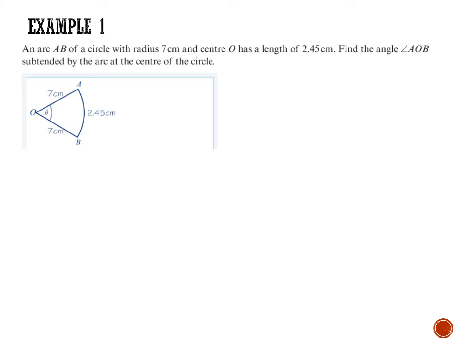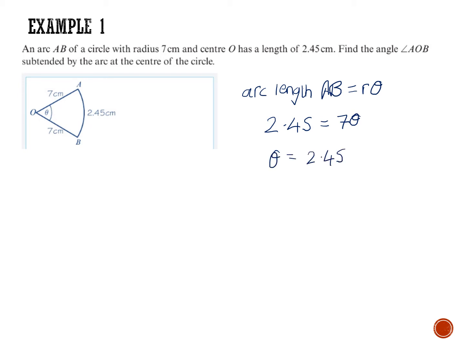Okay, so we're going to show some good working here. The first thing, the formula we're going to use, the arc length AB, the formula is r theta. So let's just state that, because that shows what we're using. So let's plug our values in then. The arc length AB is 2.45, r is 7, and theta is what we want to find out. So let's show our working nice and clearly. Final step then, theta is 2.45 divided by 7. You pop that into your calculator.